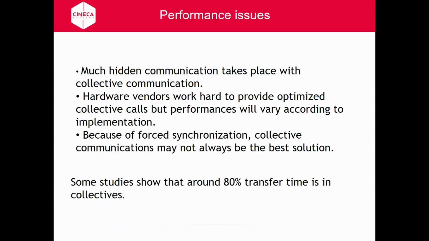It was demonstrated that in a large part of the current parallel MPI codes, about 80% of the time lost in data movement between cores is lost for collective communication.